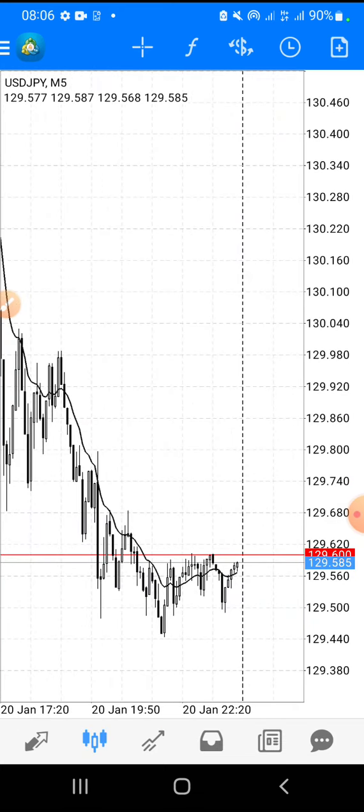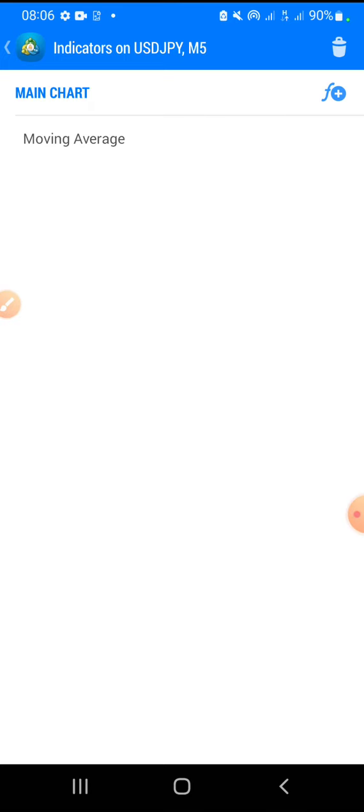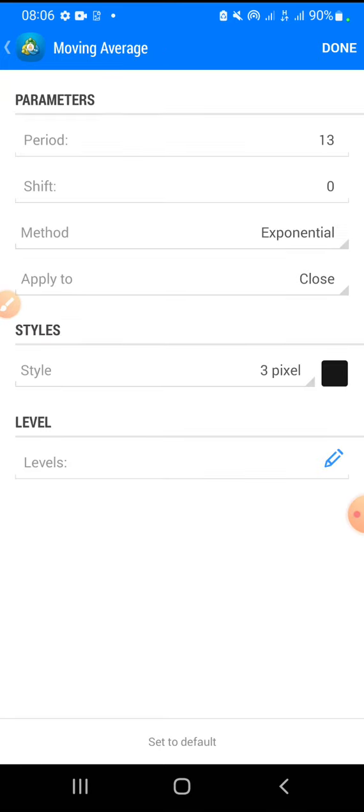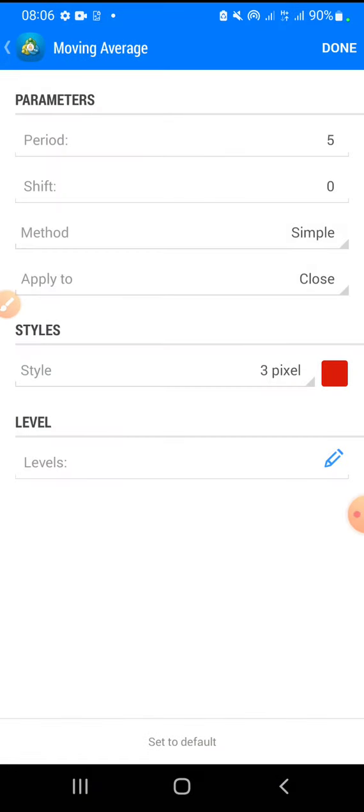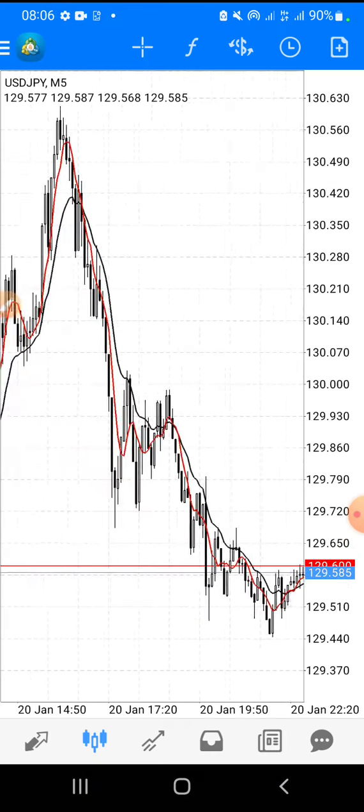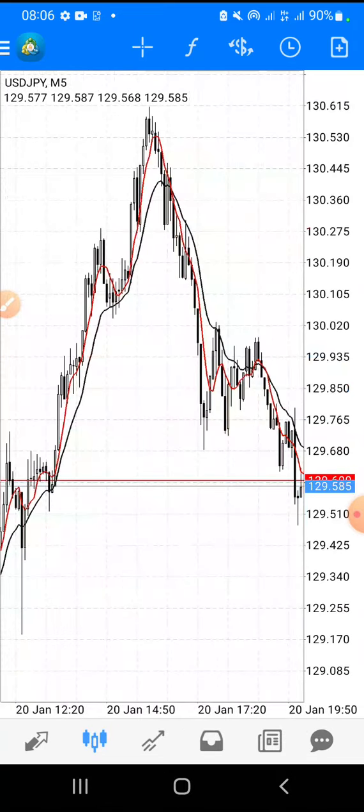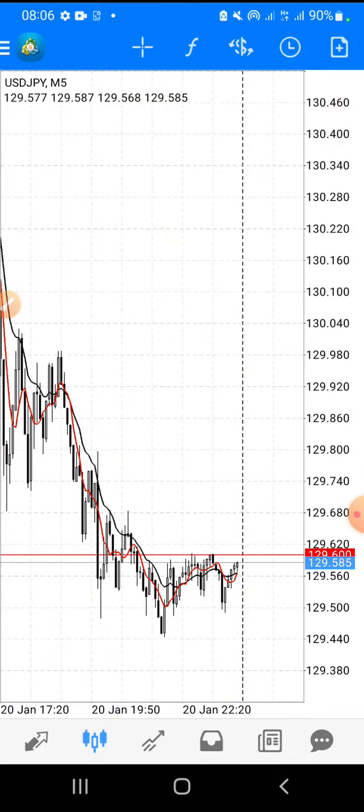The next indicator that we want to add is again going to go to our main chart, and it is again a moving average, but this time we're going to have a period of 5, a shift of 0, a method of simple. So make sure you change this to simple, apply to close, and I'm going to choose the red color for this one, and then click done. And as you can see, the red line has been added to our charts.